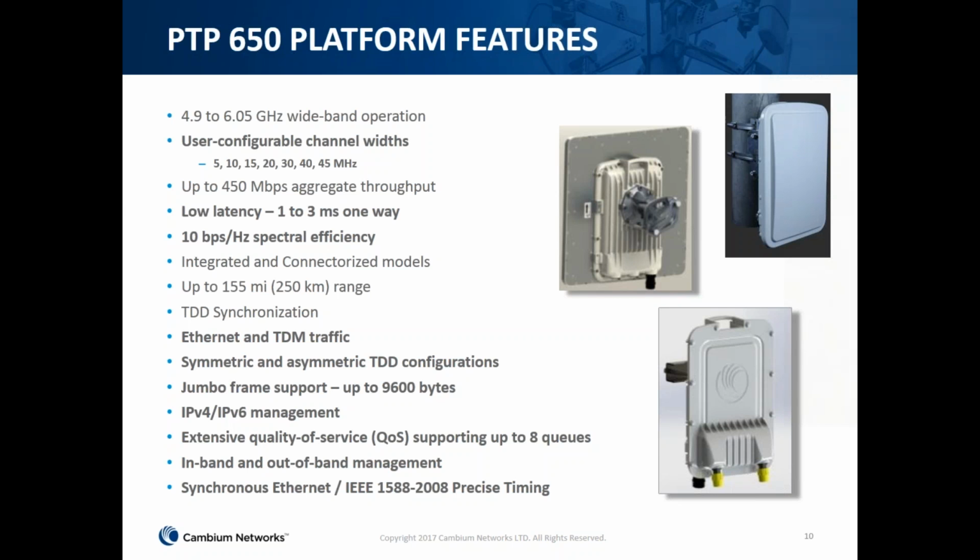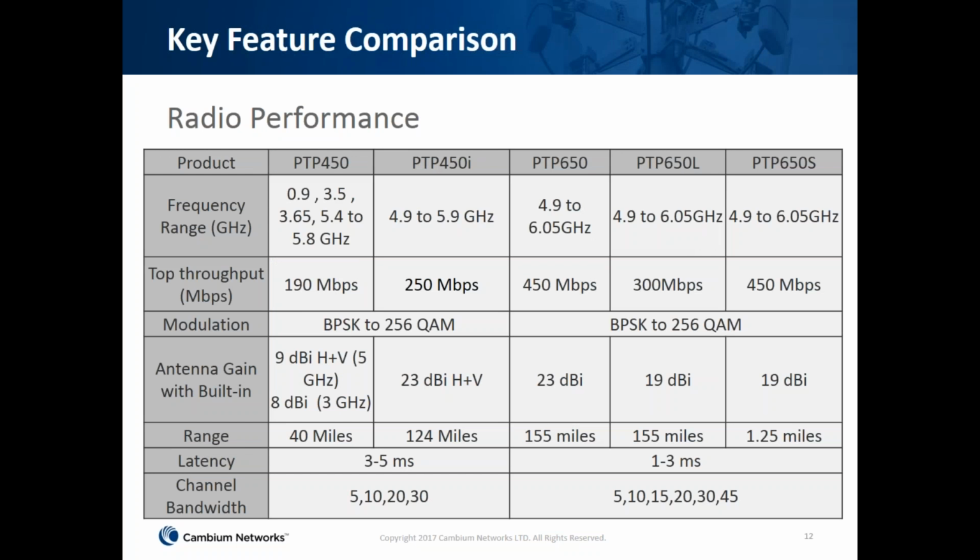That's the 650L. And then the 650S is really a combination of features best tailored to the small cell backhaul market, and is used for things like 4G backhaul with its built-in 1588 and synchronous Ethernet timing. So the 650S is really tailored for that market. You can see the comparison in throughput from 190 on the 450 up to 450 megabits per second on the 650. On antenna gains and link budgets, you'll find that the 450i and 650 have very similar link budgets, with the combination of transmit power and the integrated antenna gains.